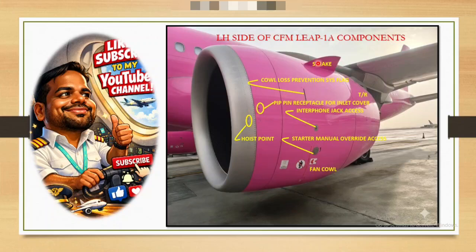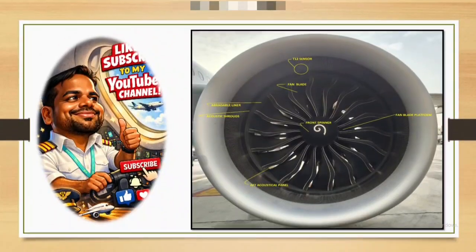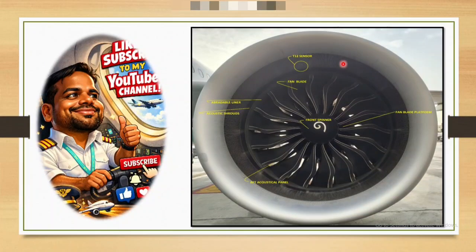And this is your rack, just for aerodynamic smoothness, preventing the disturbance and turbulence of air between the wing and engine area. So let's go with the next slide. This is your engine front area.